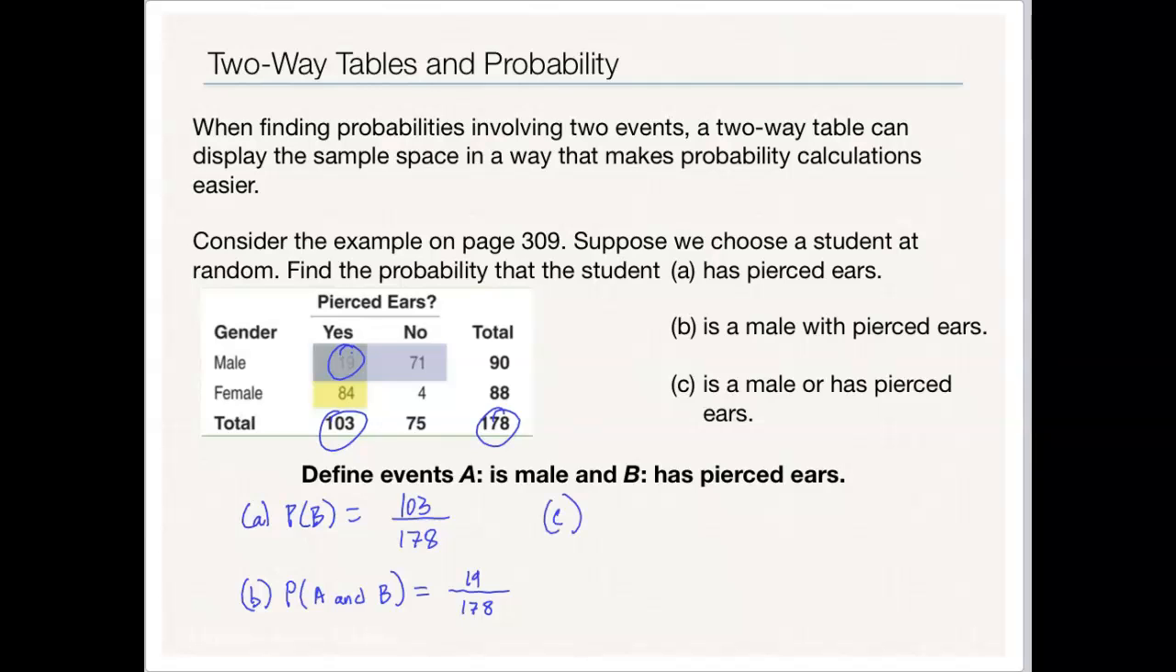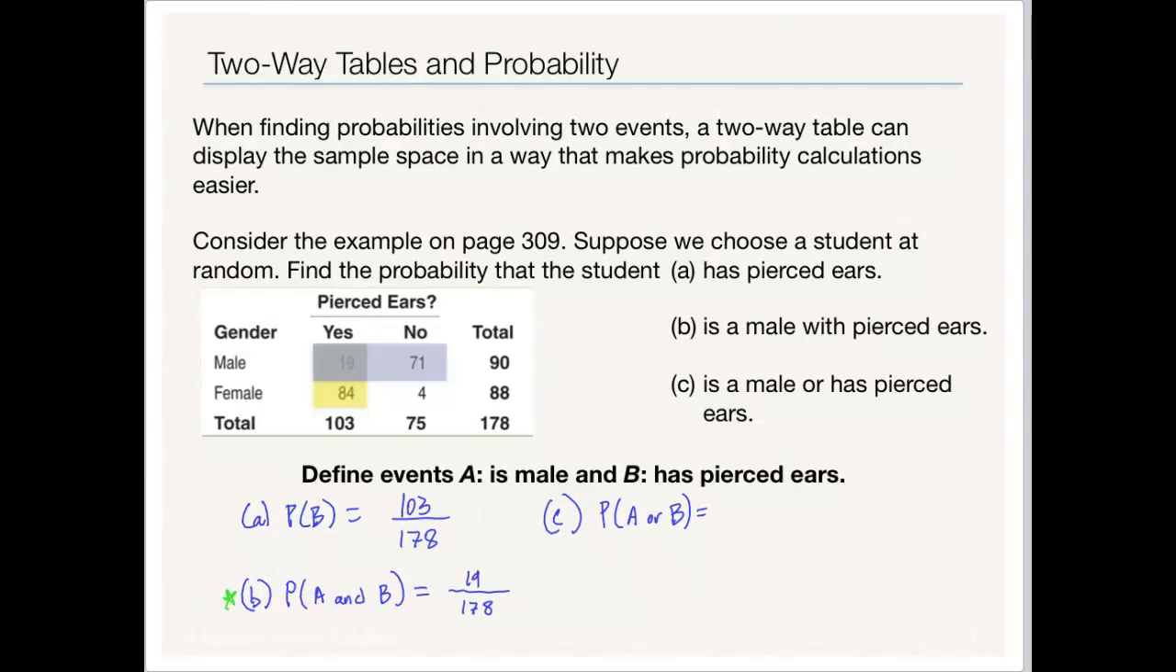All right, so C, here's where it gets a little dicey. What about the probability that they are male or have pierced ears? So that's A or B. Now, if the events are mutually exclusive, right, in the last section we said we're allowed to just add their individual probabilities. But are these events mutually exclusive? Meaning, cannot occur at the same time. No, these can occur at the same time. In fact, we found that they do in part B, right? There are males that have pierced ears. So the idea here is that we're going to have to account for that fact.